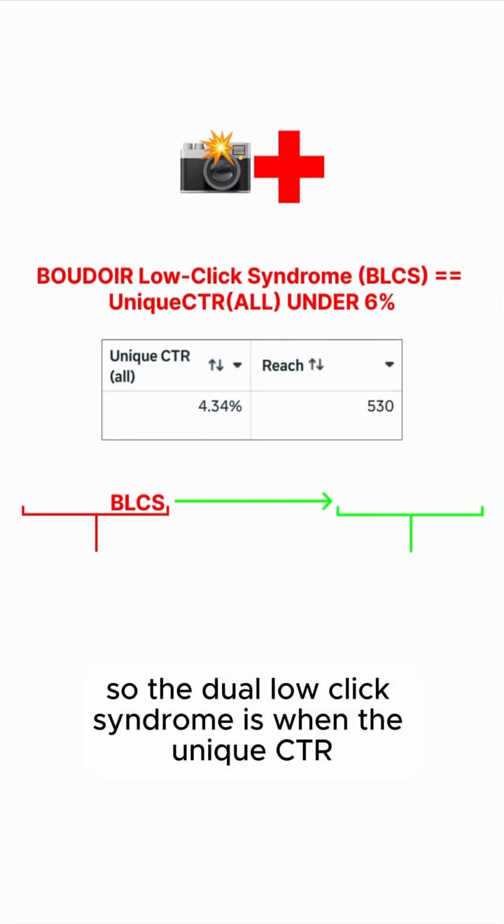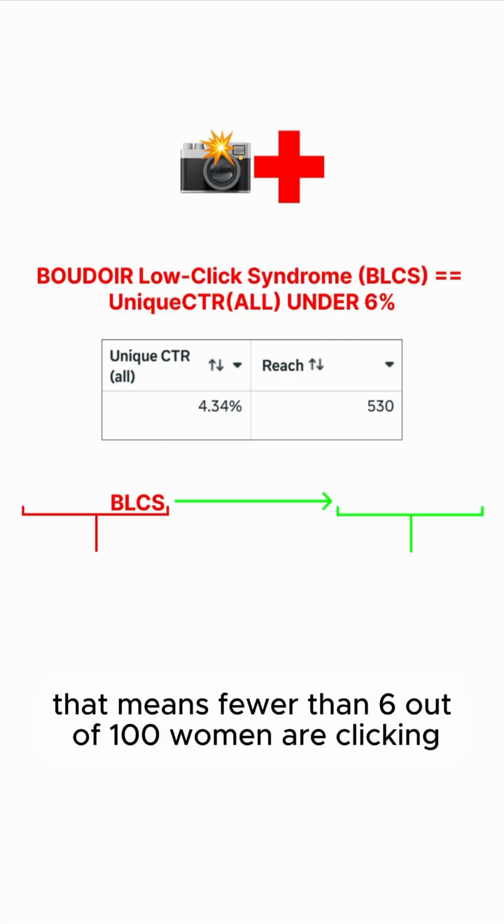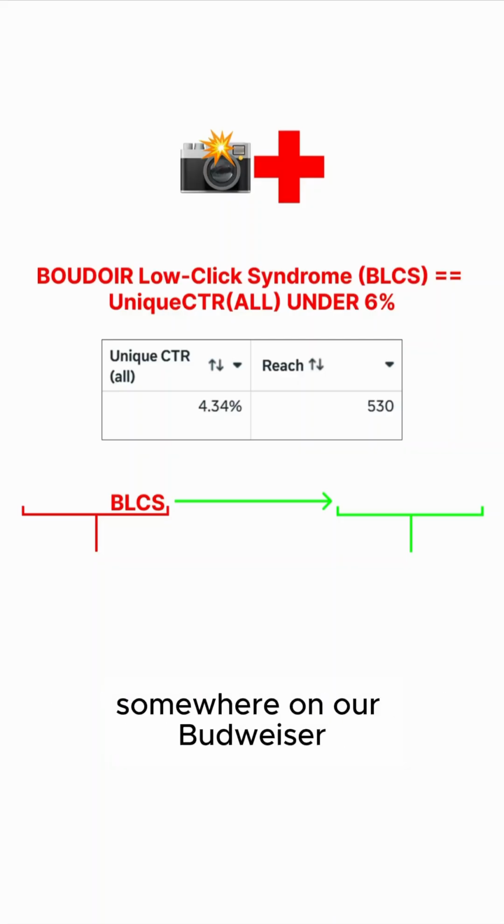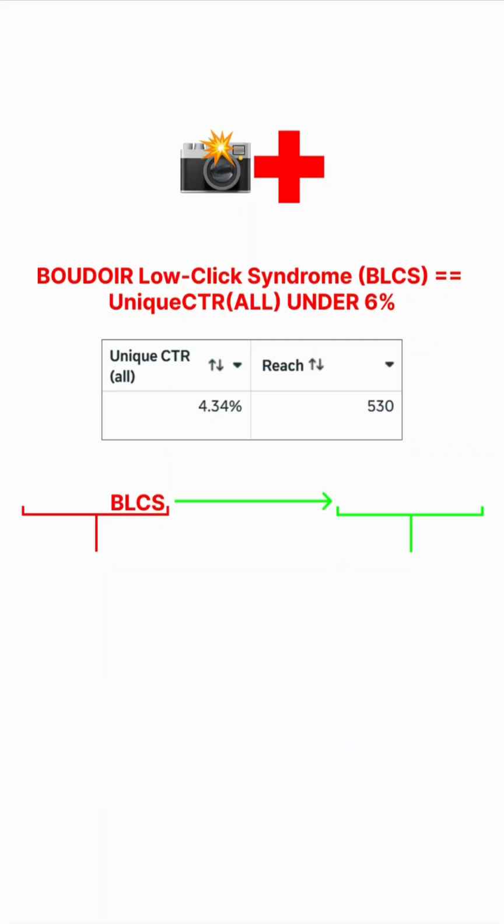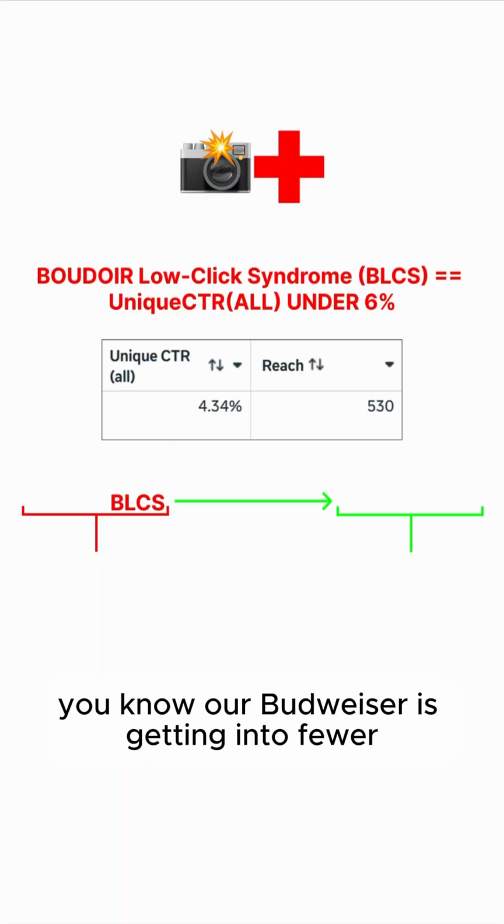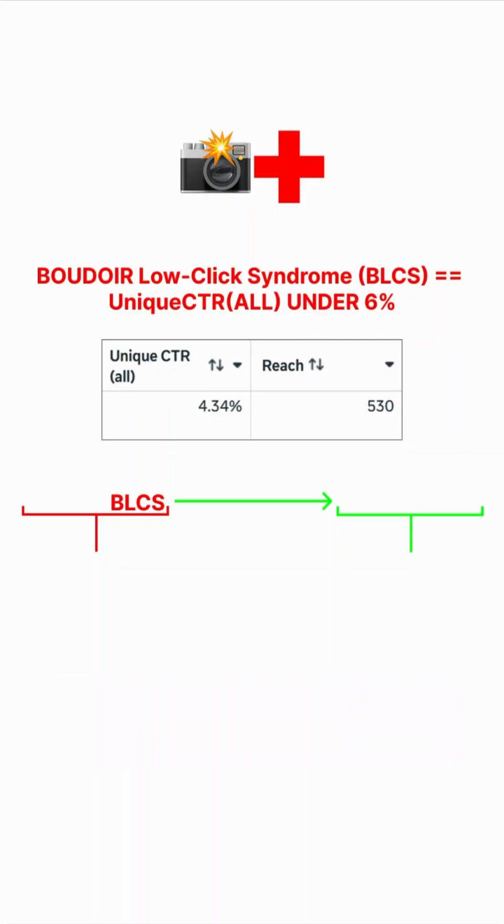So, Boudoir low click syndrome is when the unique CTR of our Boudoir Facebook ad is under 6%. So that means fewer than 6 out of 100 women are clicking somewhere on our Boudoir Facebook ad, which actually means our Boudoir Facebook ad is getting into fewer than 6 out of 100 women's brains.